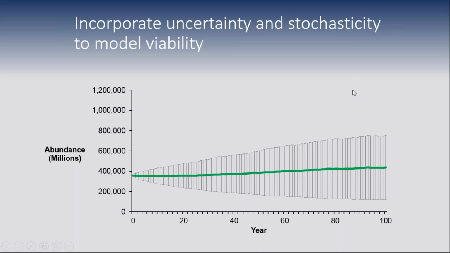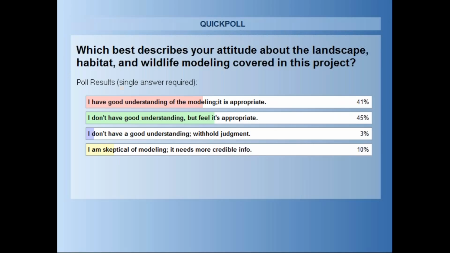Okay, so 41% selected the first option: I have a good understanding of the model. 45% selected the second option: I don't have a good understanding, but feel it's appropriate. 3% said I don't have a good understanding, so I'm withholding judgment, and 10% chose the last answer: I'm skeptical and it needs more critical information. Okay. So do you want to continue on before we launch the next poll?